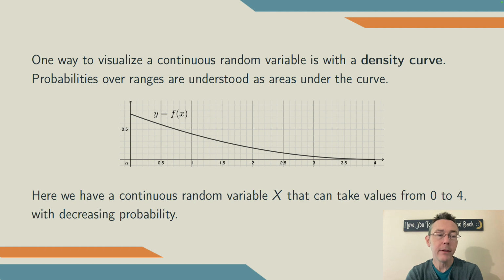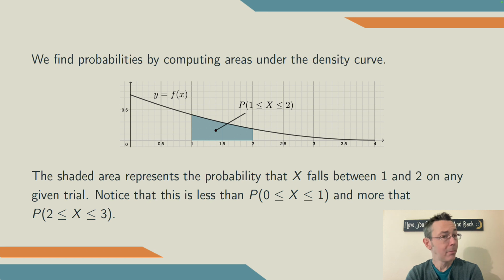And then probabilities over ranges are understood to be areas under the curve. So here I'm showing the graph of a random variable x that can take values from 0 to 4 with decreasing probability. So we're seeing that probability density curve going down. We find probabilities by computing areas under the density curve. So here I'm illustrating the probability that x is between 1 and 2 with that shaded area.